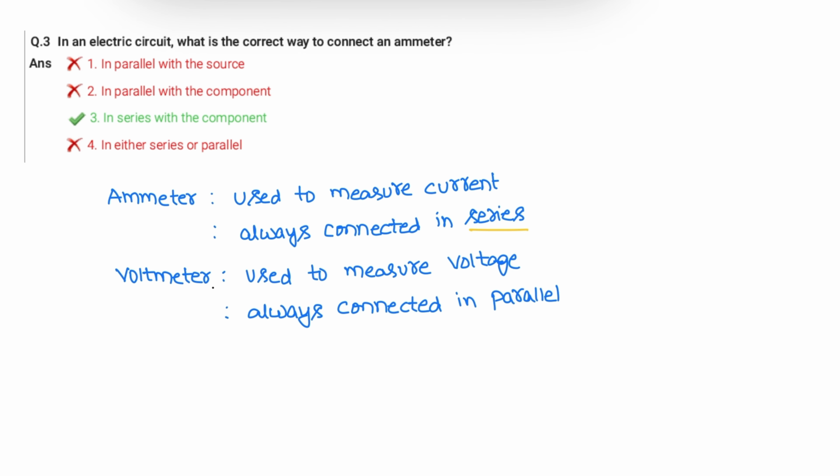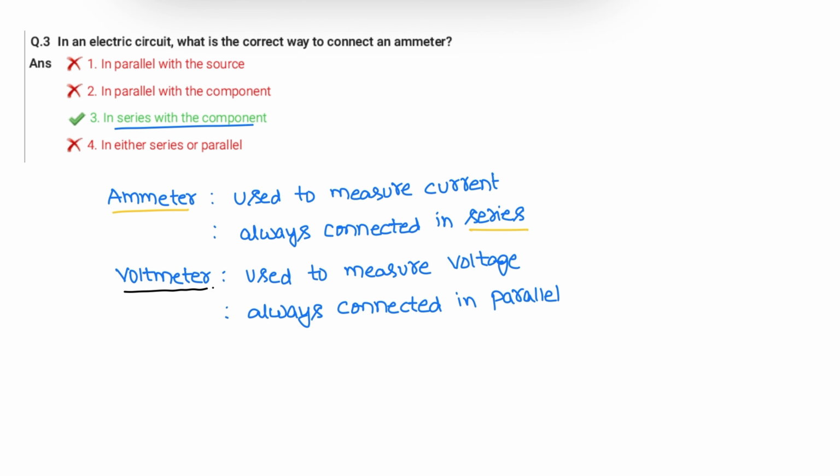Next question. In an electric circuit, what is the correct way to connect an ammeter? So an ammeter is used to measure the current and it is always connected in series. Ammeter is used to measure the current. It is always connected in series with the component. Correct answer is option 3.